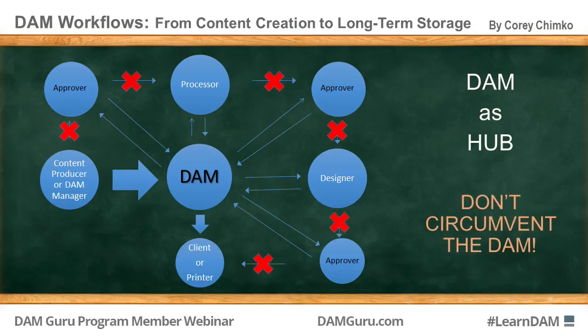What you don't want to happen, that I see happening all the time, is this kind of thing going around the outside. You don't want your photographers giving things straight to your processor or straight to your designer and circumventing the DAM. When you do that, things get lost. Metadata gets lost, approvals get lost. Sometimes people end up pulling assets that are not approved or assets that haven't been repurposed or optimized in some way. So that's basically it. Use the DAM as your hub. You can't go wrong.